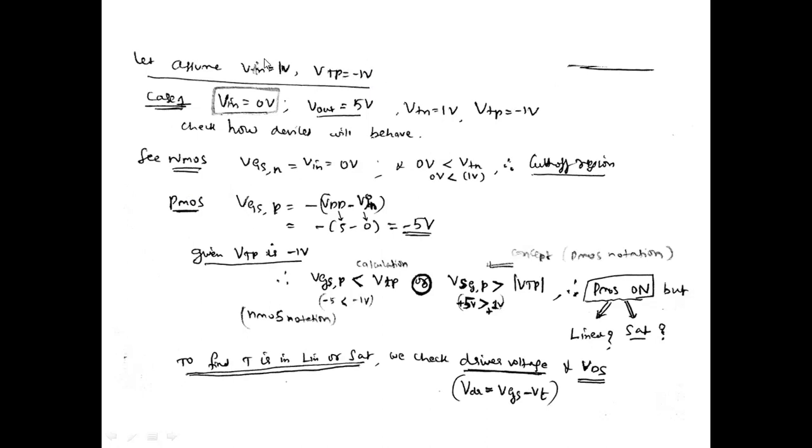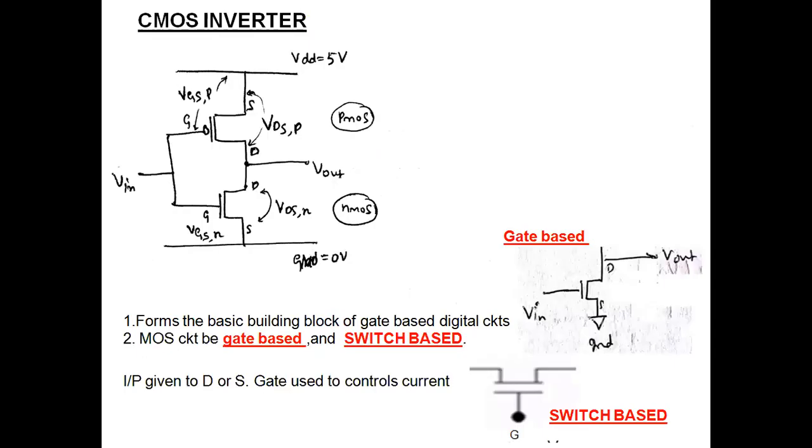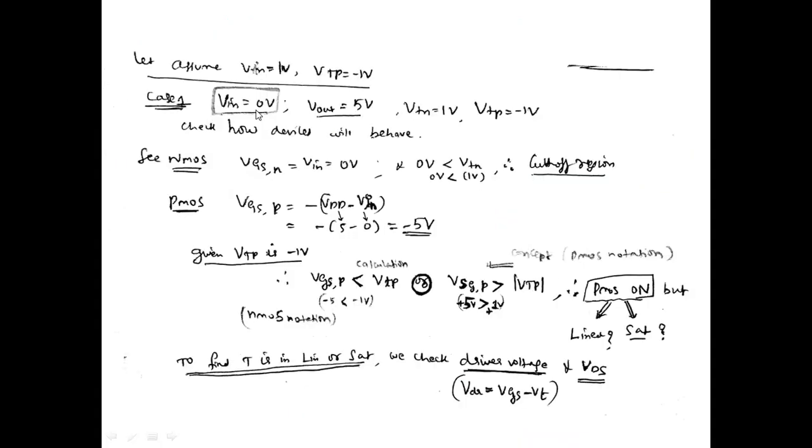So what are these VTN and VTP? VTN is the threshold voltage of the NMOS. VTP is the threshold voltage of the PMOS. So we have the threshold voltages for the individual devices. We know that the threshold voltage for the NMOS will always be positive and the threshold voltage for the PMOS will be negative. So here VTN is plus 1 volt and VTP is minus 1 volt.